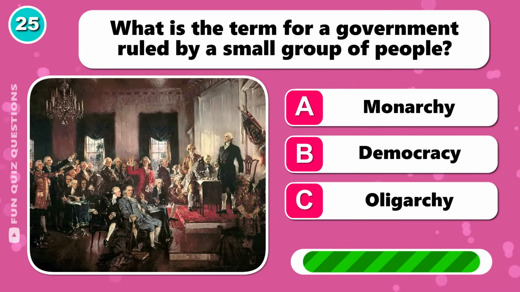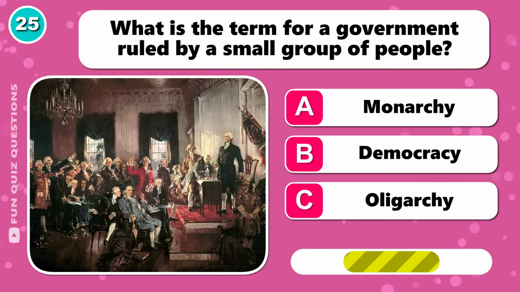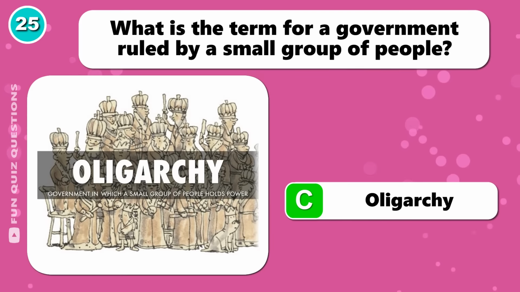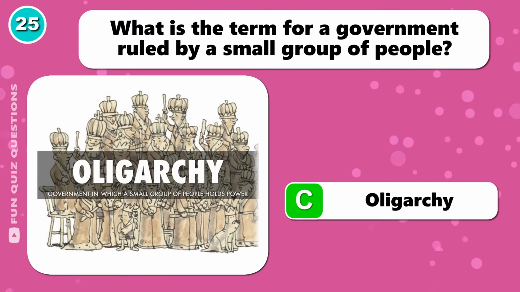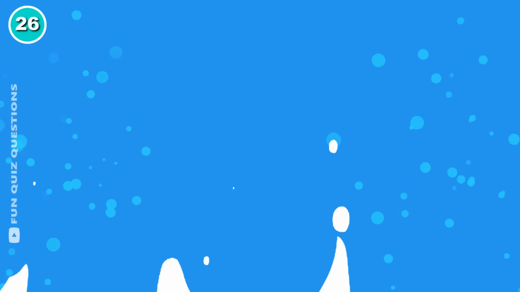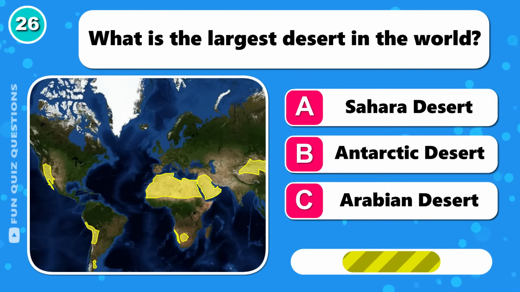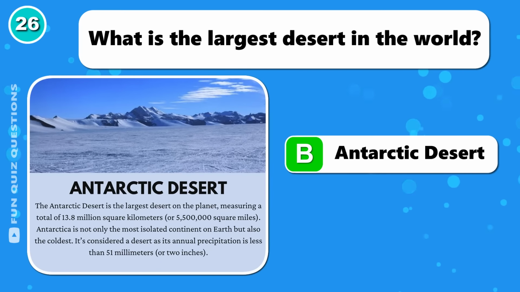What is the term for a government ruled by a small group of people? It's C, oligarchy. What is the largest desert in the world? It's B, Antarctic desert.